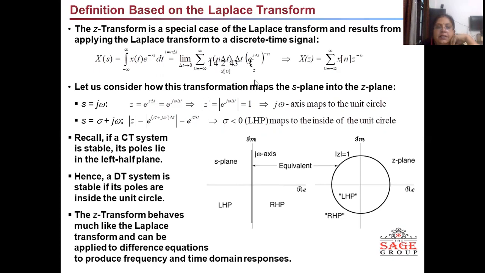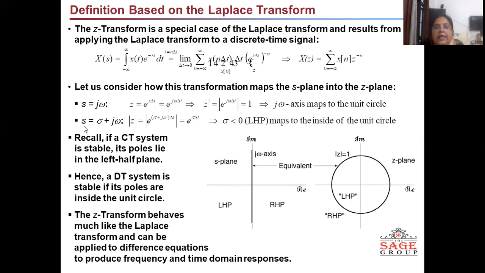Now let us consider how this transformation maps the S plane. This is the S plane, and it will be equivalent to the Z plane. The S plane is used for continuous time signals, and the Z transform is used for discrete time signals. Here we have put s equals j omega and z equals e to the power s delta t, where delta t is a small change in time. Now the j omega axis maps to the unit circle.